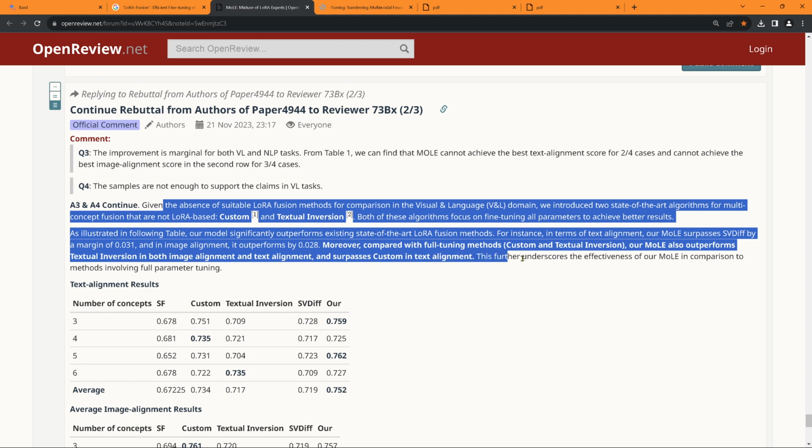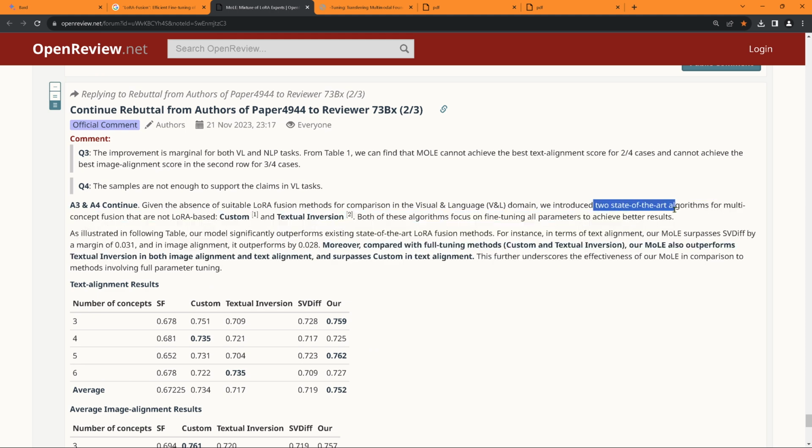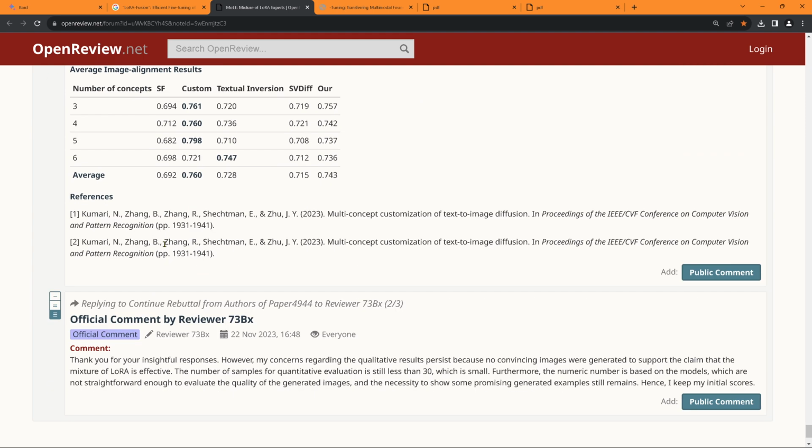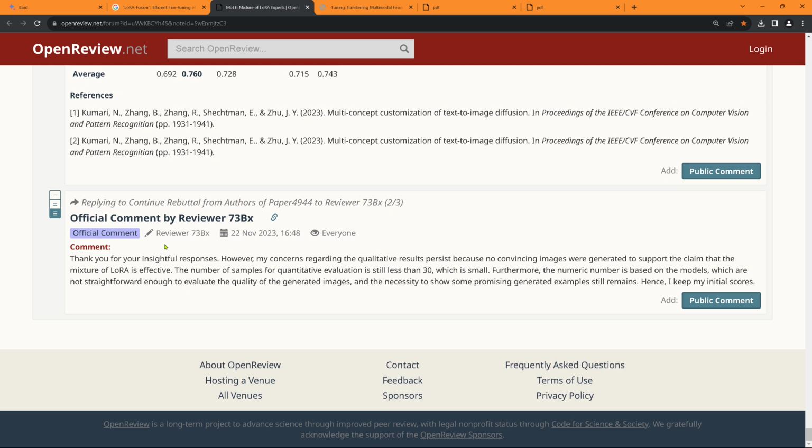Given the absence of fusion, we introduced 2 state-of-the-art algorithms for multi-concept fusion that are not LoRA-based. Both of these algorithms focus on fine-tuning all parameters to achieve better results. So you see, this is really a valuable source of insight. If you are looking for the next Q-star that you have no idea what it is, you're not going to believe it, but those global corporations, they also read research. They also go to conferences.